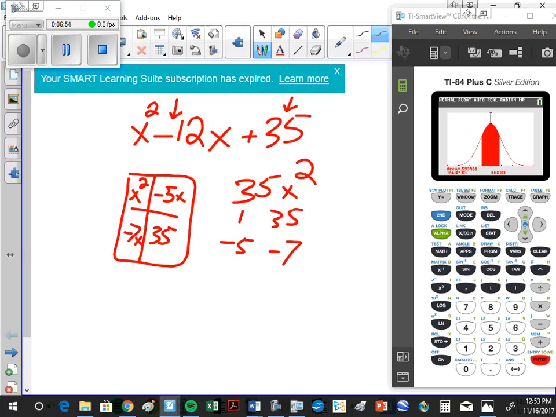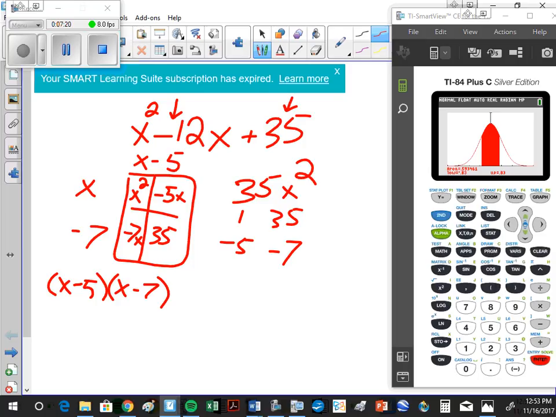Does it matter where I put them? No. What does the top row share? X. If I pull out an x, what's left? X minus 5. And if I take an x out of the first column, I get x minus 7. My factors are x minus 5 and x minus 7.